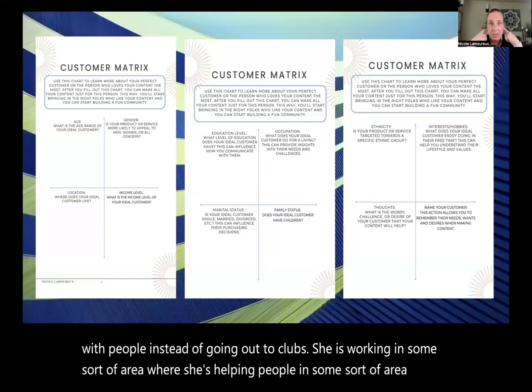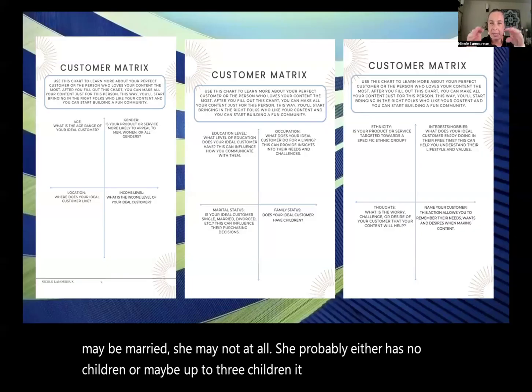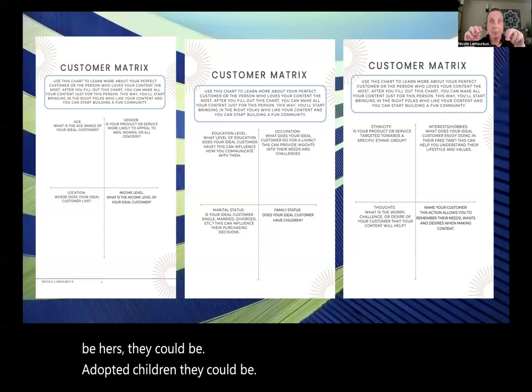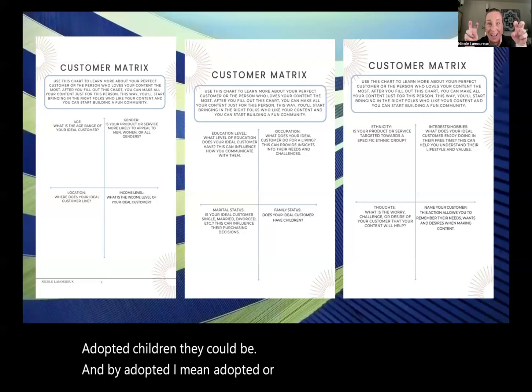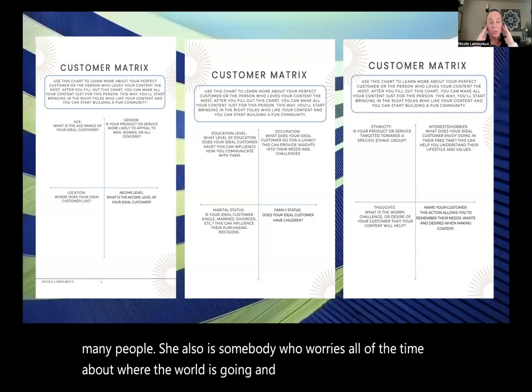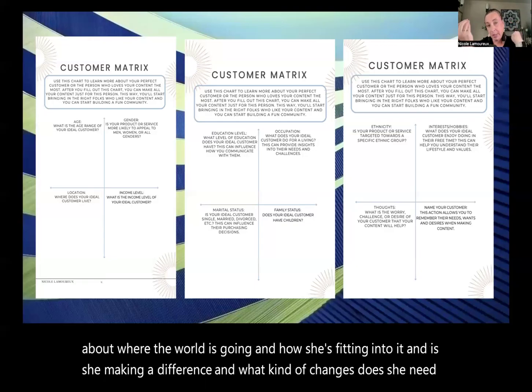She may be married. She may not at all. She probably either has no children or maybe up to 3 children. It all depends. They could be hers. They could be adopted children. They could be, and by adopted, I mean adopted, or she could be the auntie for so many people. She also is somebody who worries all of the time about where the world is going and how she's fitting into it. And is she making a difference? And what kind of changes does she need to make in her life?